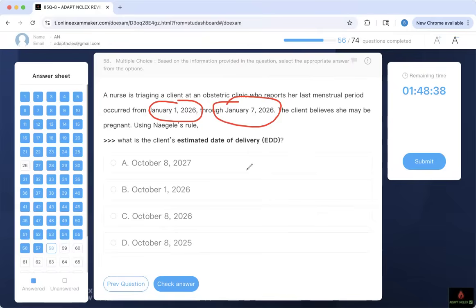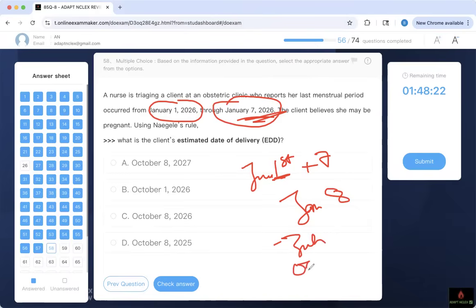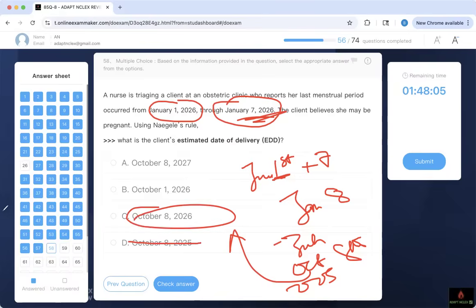Therefore, how do you do it? You take the starting one, not the end date. You start January 1st, add 7 days. That's what? January 8th. Subtract 3 months, it will be October 8th. That's 2025. Then add 1 year, we're back to 2026. October 8, 2026. Therefore, this is gone, and this one is our right answer.